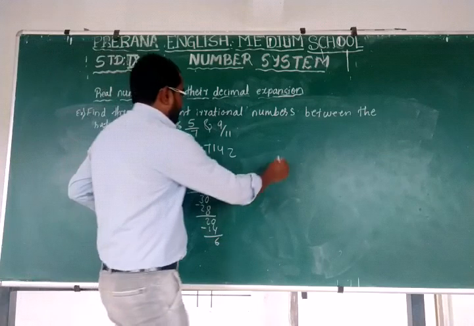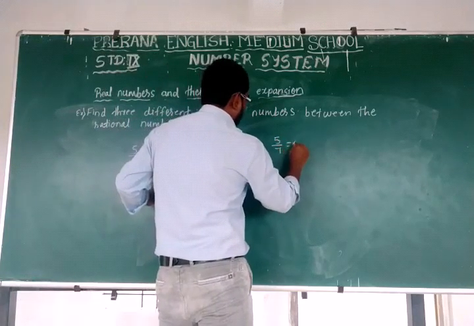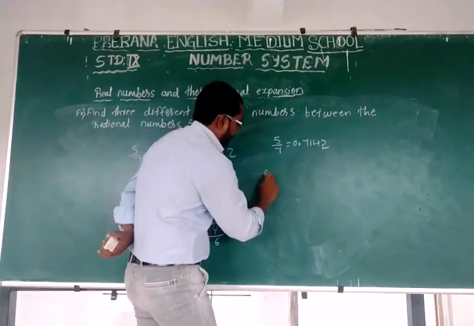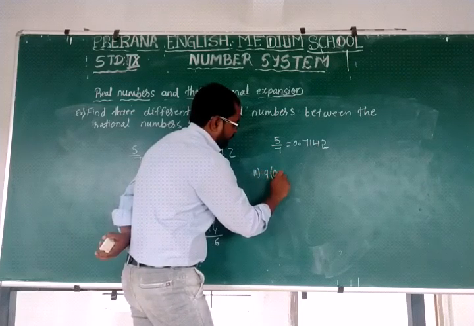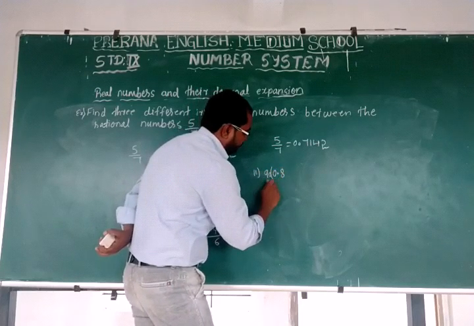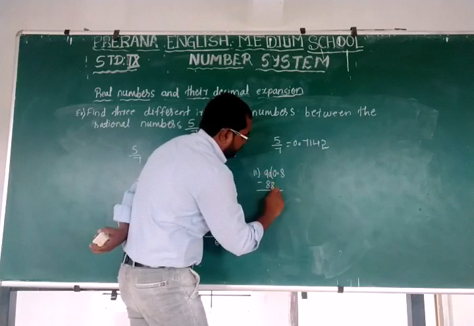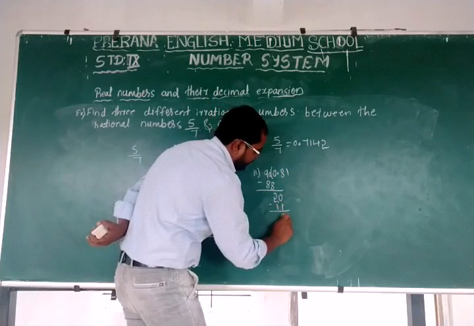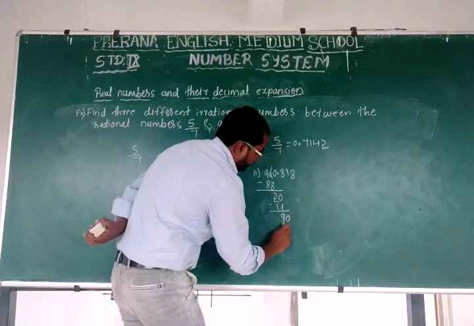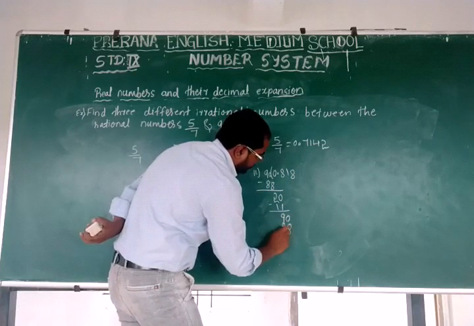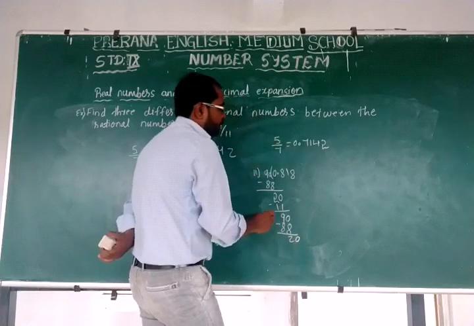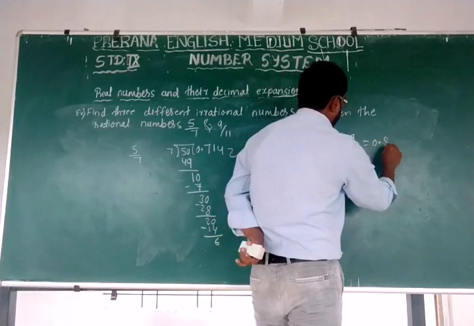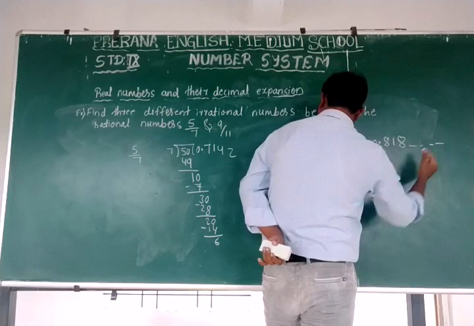So 5 by 7, how much did we get? 0.7142. In the same way, you find it for 9 by 11. You divide 9 by 11. You can't divide, so take a point and take 0. 11 into 90, 88, and you will get 2 as a remainder. So take 0, 11 into 20, and 9 remains. Next 8, you will get 88, so 2 remains. So 9 by 11 is equal to 0.818, and it goes on continuing.